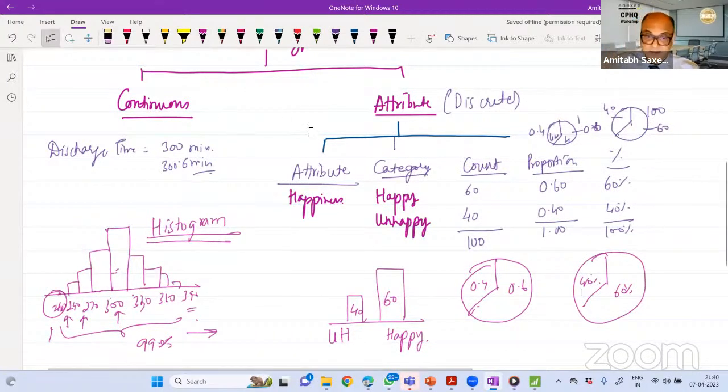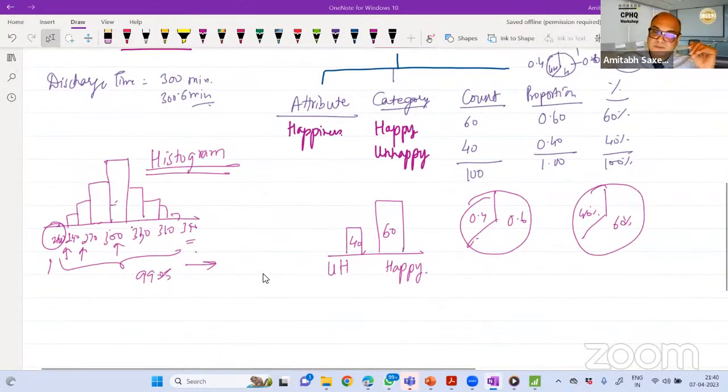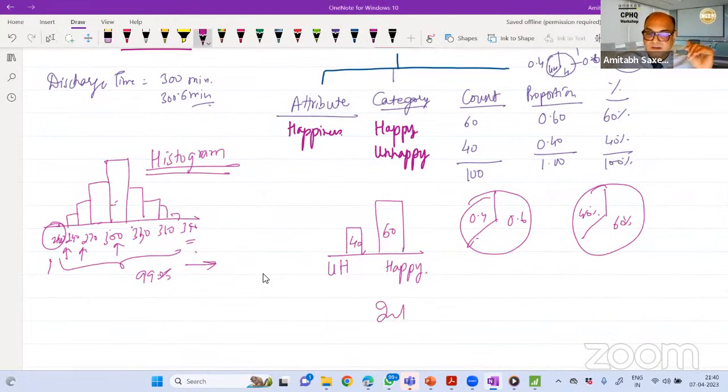Whenever it comes to percentage, it is necessarily attribute data, like infection rate. When I'm saying infection rate is 2%, what does it mean? What I'm measuring is infection. What are the categories here? Infected, not infected, isn't it? 2% means 2 are infected, 98 are not. Total is 100. Exactly. Try to fit in the same format.